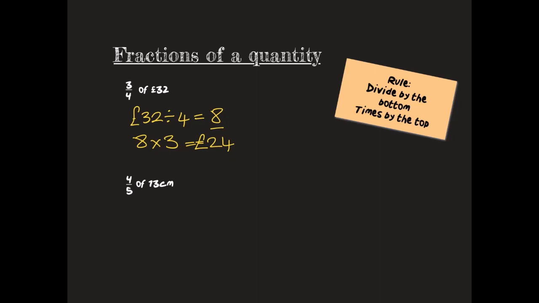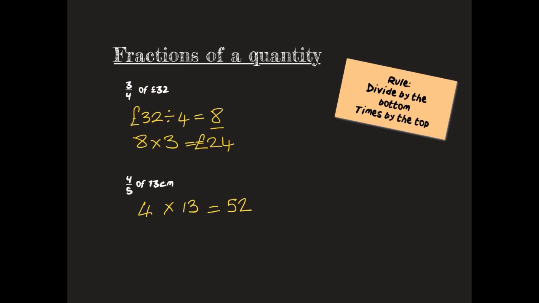Now on our second example here, we've got 4/5 of 13. If we were to follow the rule, divide by the bottom, 13 doesn't actually divide by 5. So instead of doing that, what I'm going to do is start with the times by the top first of all. So I'm going to do 4 times 13. Well, 4 times 10 is 40, and 4 3s is 12, so that's 52.